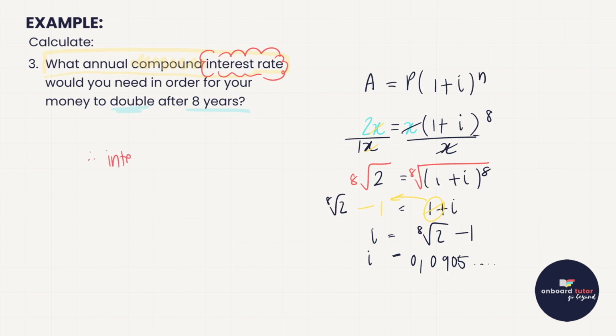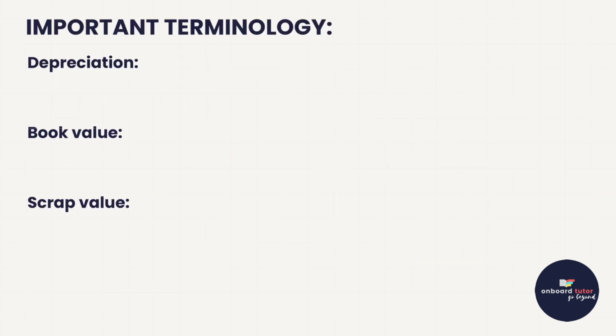So therefore the interest rate is equal to, keep this answer on your calculator, multiply it by 100, and we get 9,05%. But money doesn't always get invested. It doesn't always grow. Sometimes we buy things and they lose value over time, and that's known as depreciation.